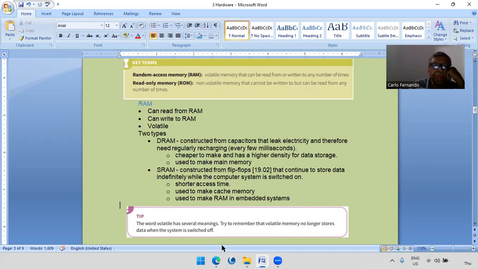The word volatile has several meanings. Try to remember that volatile memory no longer stores data when the system is switched off.